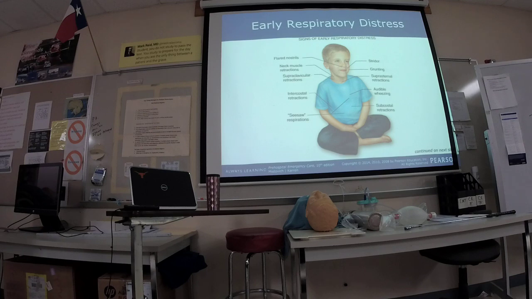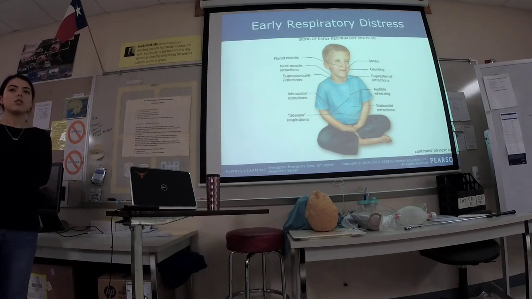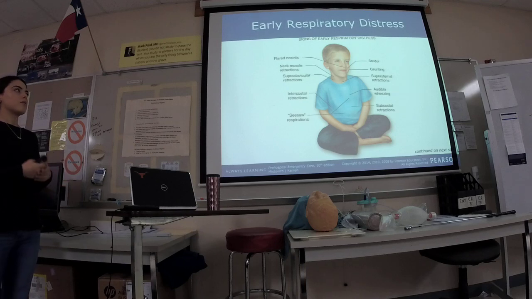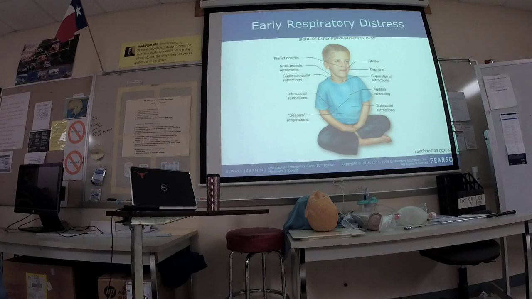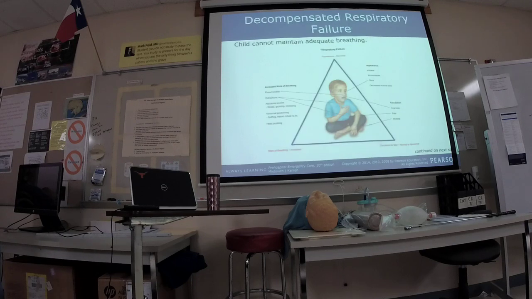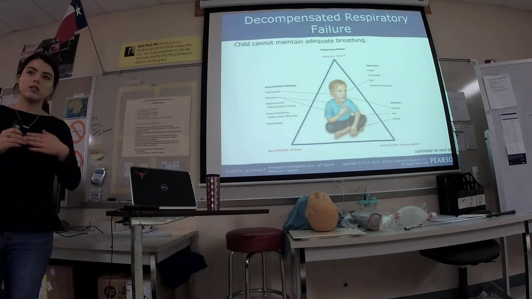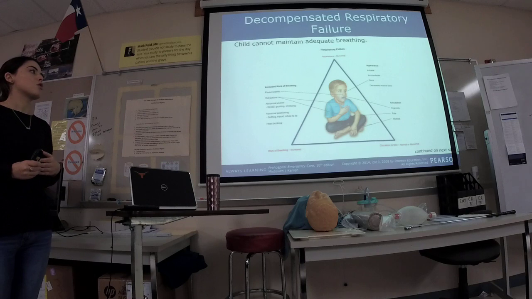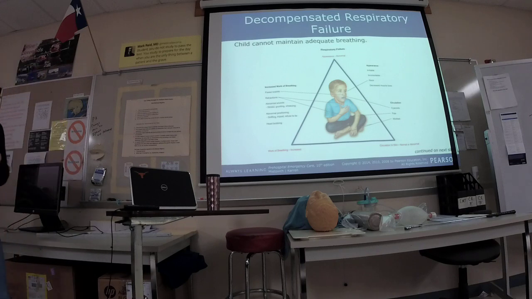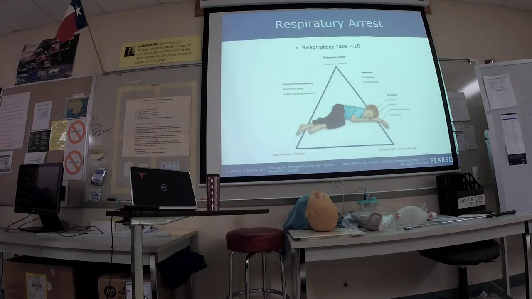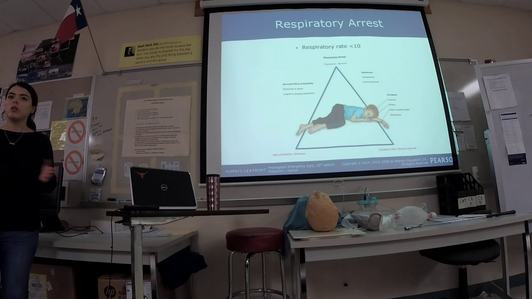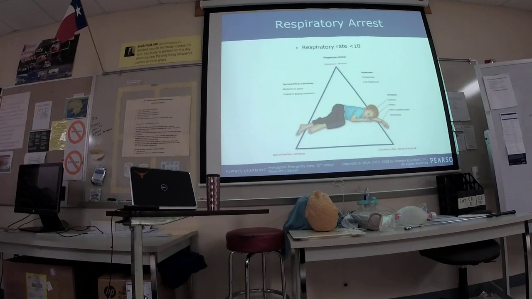Okay. So early respiratory distress is going to be the child using those accessory muscles, flared nostrils, stridor, grunting. Decompensated respiratory failure is whenever we start seeing everything we saw in respiratory distress, but with cyanosis. So we're going to see an increase in capillary refill. They're going to have this weird gaze. They're going to be less conscious. And then respiratory arrest is whenever the breathing rate is below 10, or they're gasping, or they're apneic, they're not breathing.